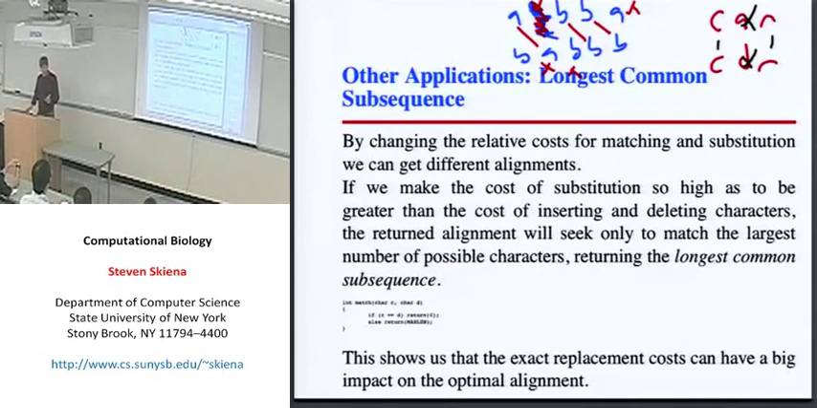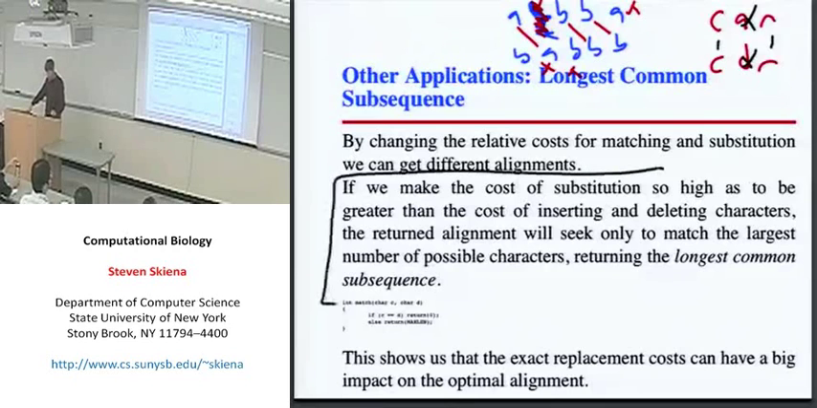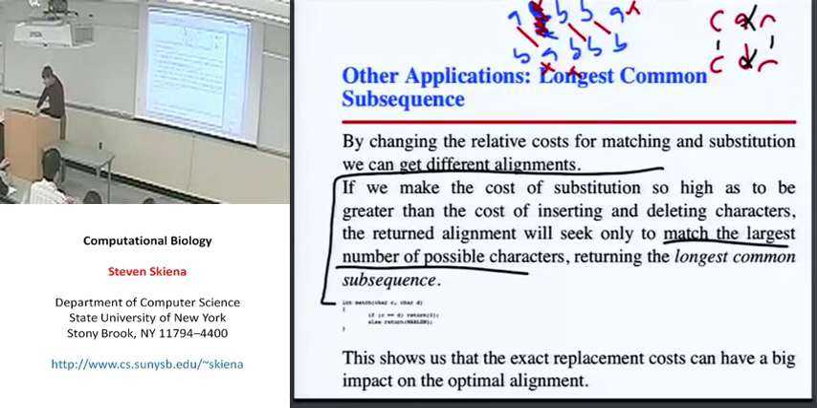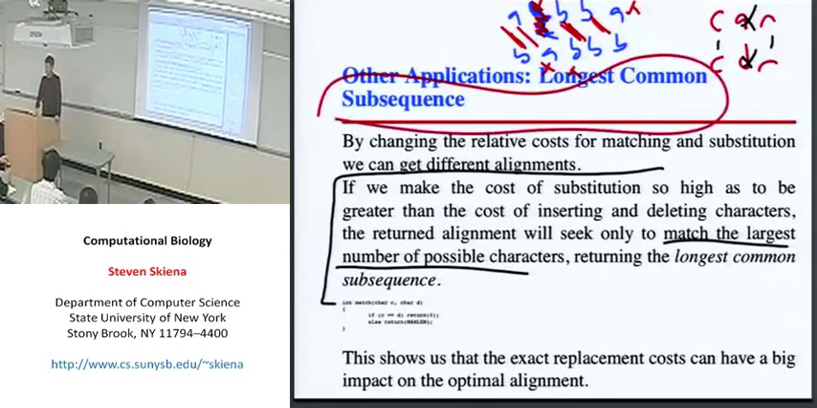What I claim is if you make the cost of substitution so high then the optimal alignment, the only goal is going to be to maximize the number of characters that are matched between them. The only way to save money is to match characters. And I claim that the optimal alignment under this is going to be the alignment with the maximum number of these matches, or the longest subsequence that is common to the two strings. Okay?